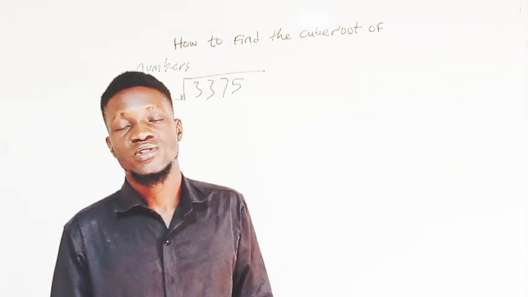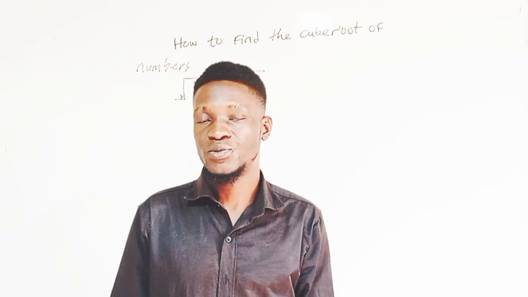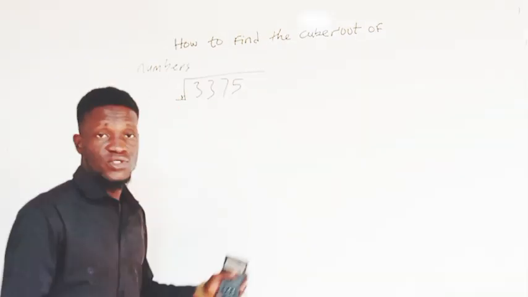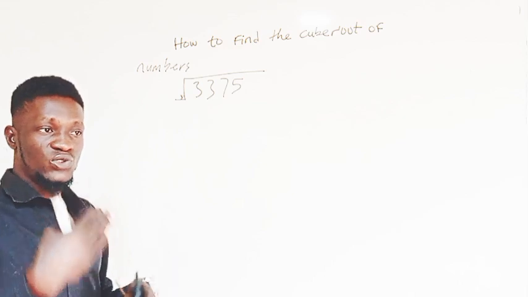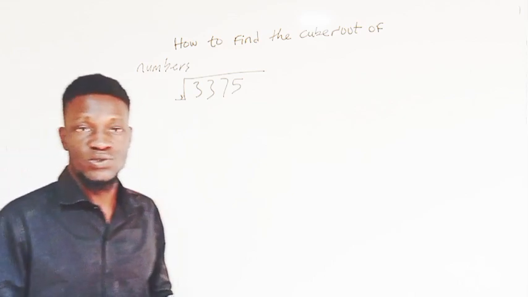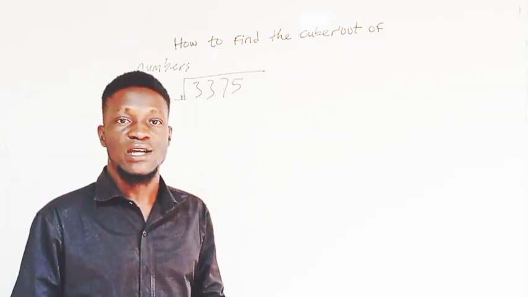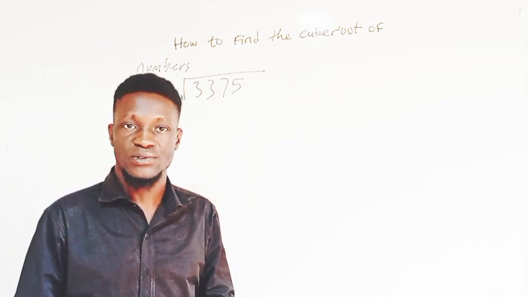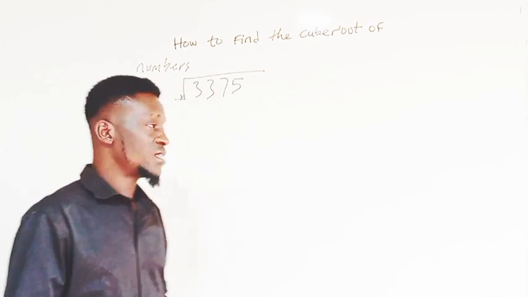In this video, I'm going to show you the step-by-step process of solving cube root of numbers. Okay, so let's get started. The first thing is to use prime numbers. The prime numbers we are going to consider are 2, 3, 5, and 7. So let's start with that.